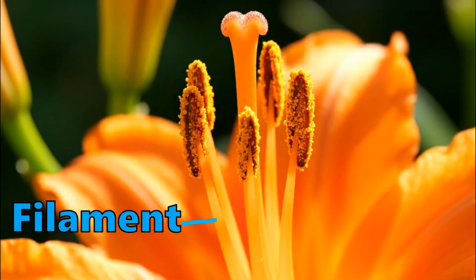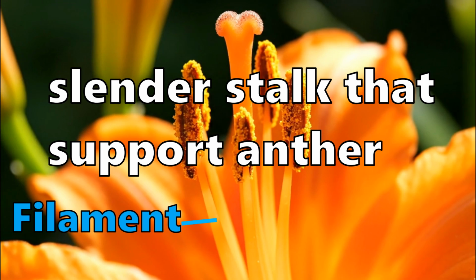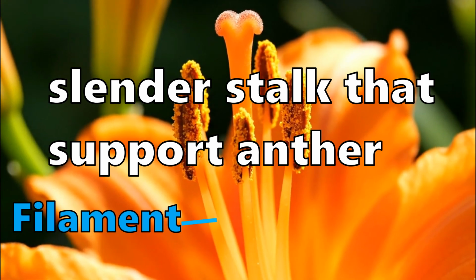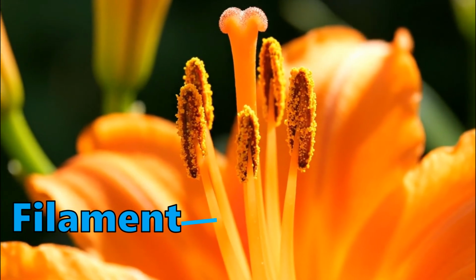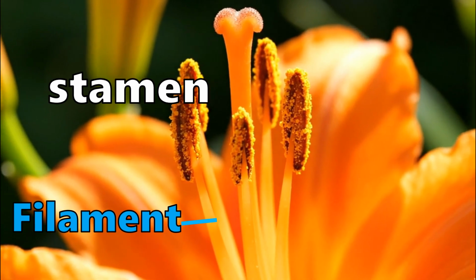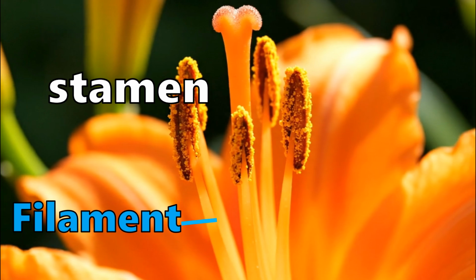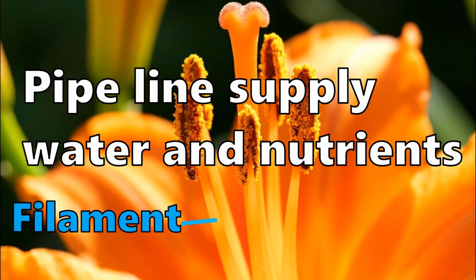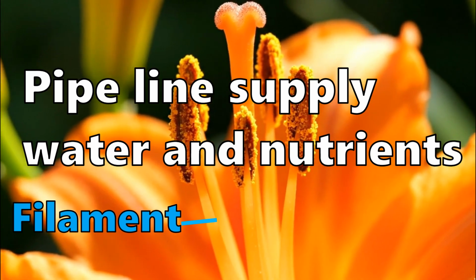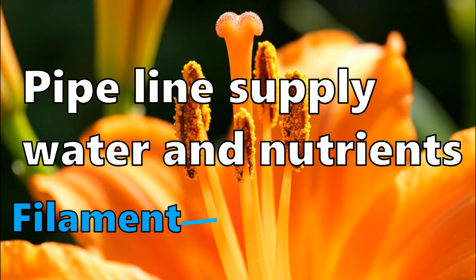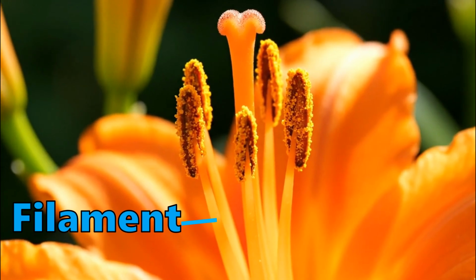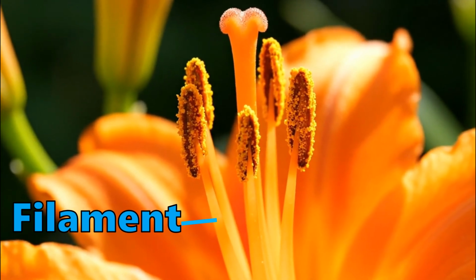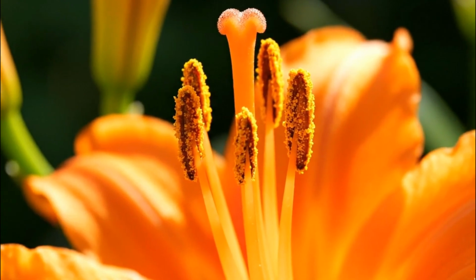The filament is the slender, thread-like stalk that supports the flower's anther. Together with the anther, it makes up the stamen, the flower's male reproductive organ. It serves as a pipeline to supply water and essential nutrients from the plant base to the anther, allowing it to successfully produce pollen grains.